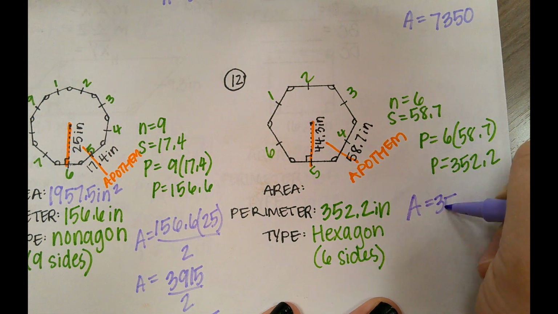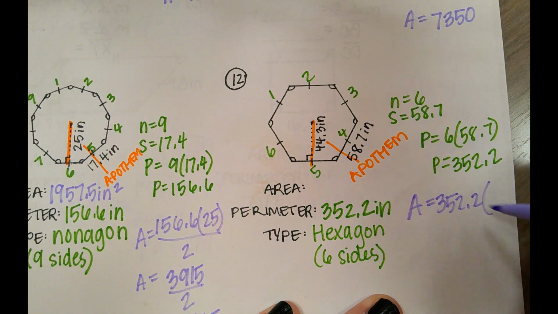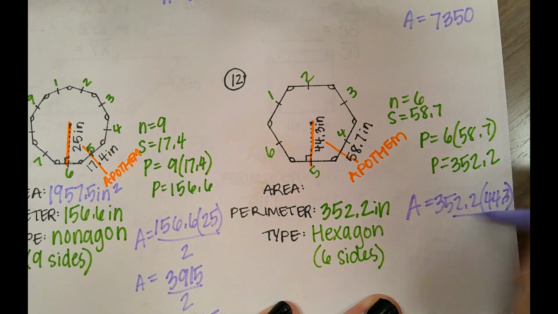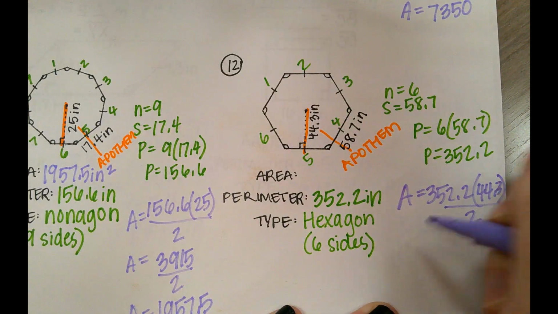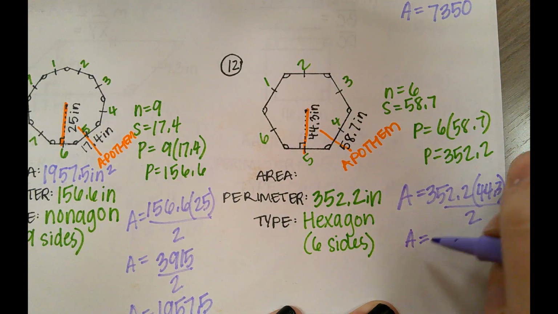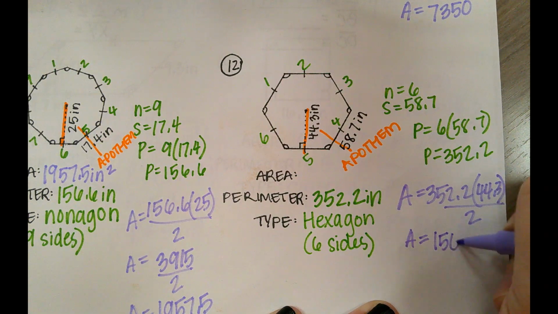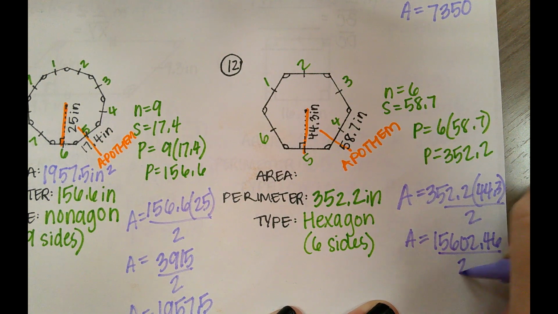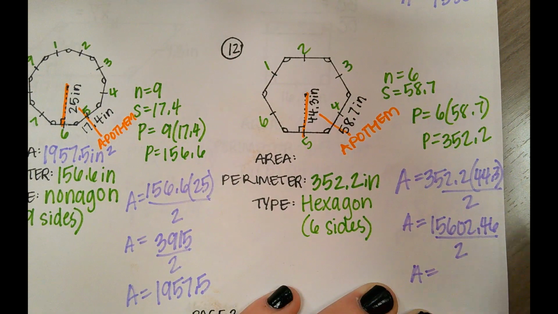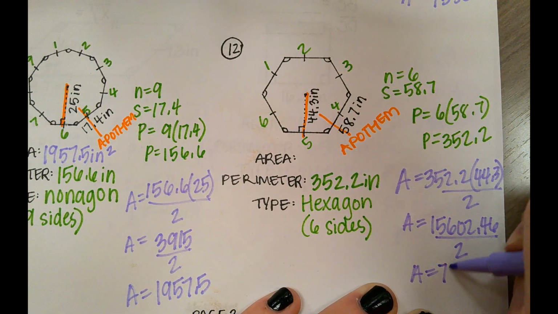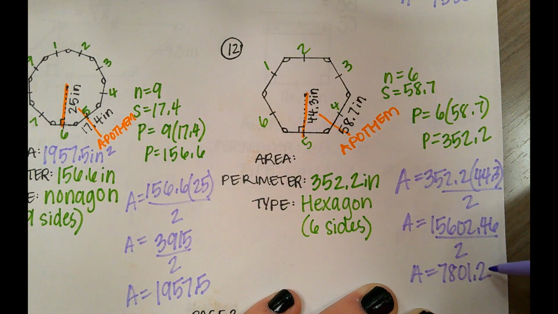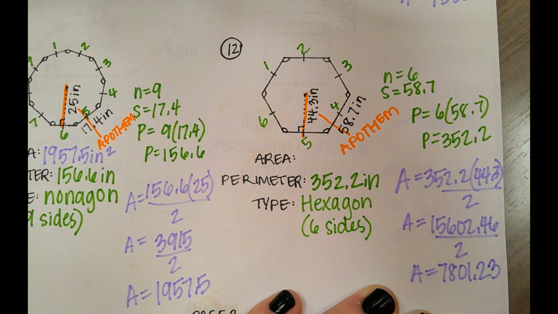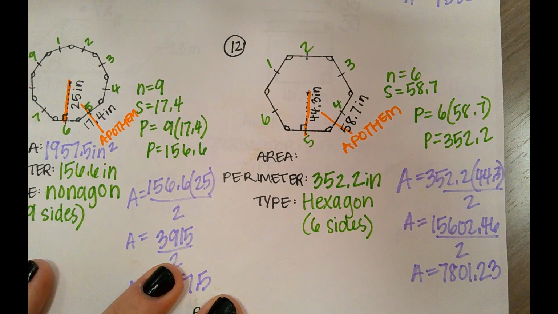So now we'll use the perimeter and the apothem to find the area. 352.2 times 44.3 divided by 2. We get 15,602.46. Perfect. Divide that by 2, and you'll get 7,801.23 inches squared. Beautiful.